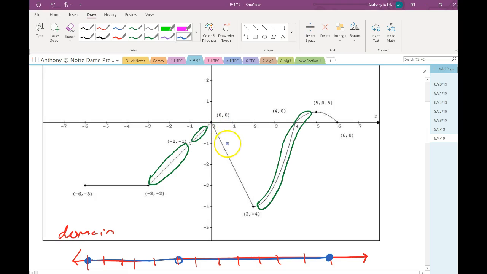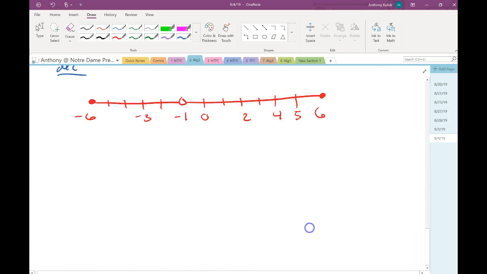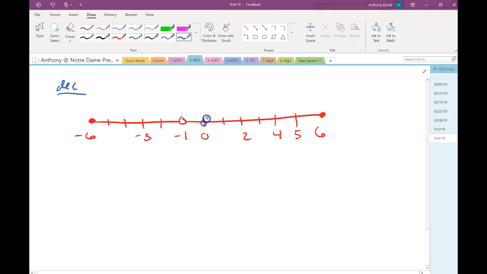So decreasing, I have this section here from 0 to 2, and this section here from 5 to 6. Again, we said all of these transition points should be open circles. So I have 0 to 2 and 5 to 6. And remember, open circle means parenthesis. So I use parentheses on all those.